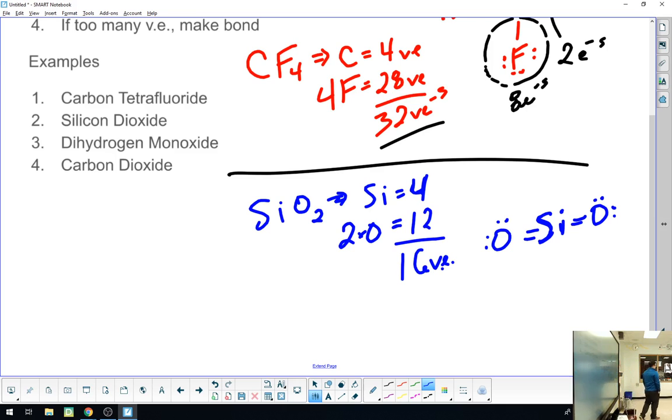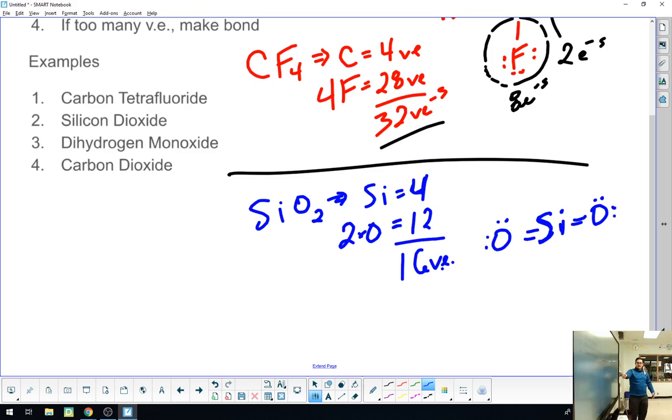And so let's check this out. How many electrons do I have now? 2, 4, 6, 8, 10, 12, 14, 16. Every valence electron is accounted for. So silicon dioxide has 2 double bonds to the oxygens on the outside. When you're drawing these, you want to double check yourself before you wreck yourself. Everything wants 8, right, Evan?